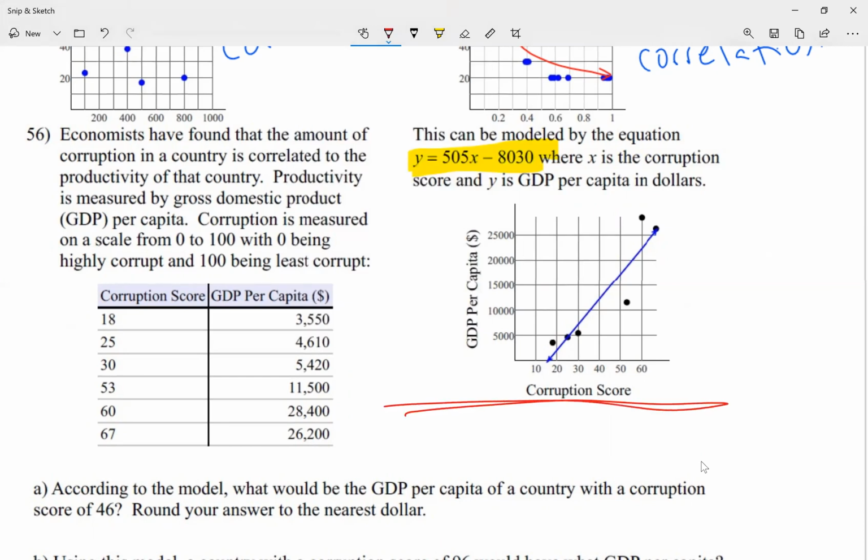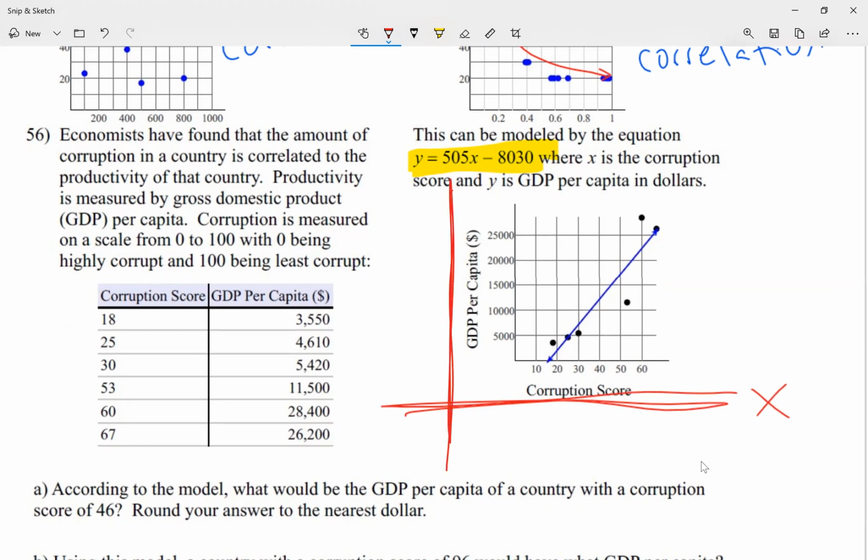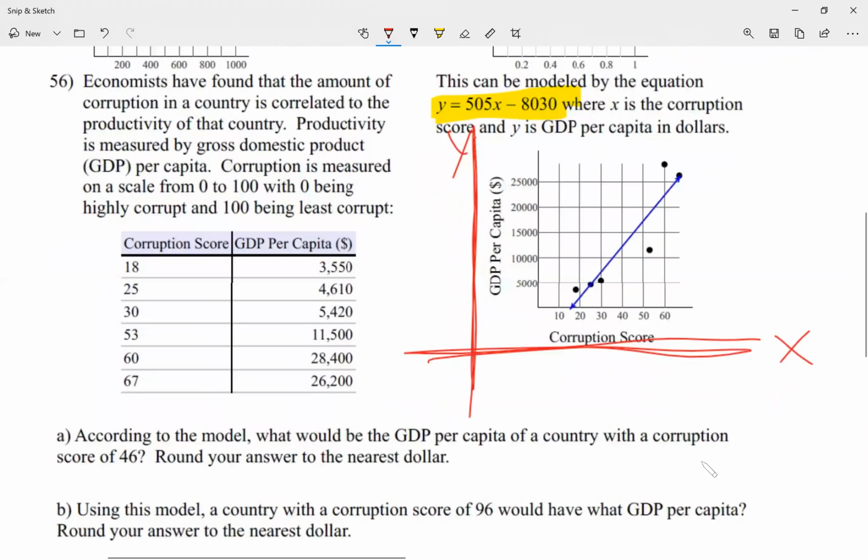X is this information at the bottom, the corruption score. So anything that deals with corruption score, I'm going to see it as an X. This is my Y value, right? My Y axis. So anything that has to deal with the GDP, that's the gross domestic product, per capita, money-wise. I want to see it as the y value. So I'm going to use that equation, y equals 505x minus 8,030. Let me take a look at part A.